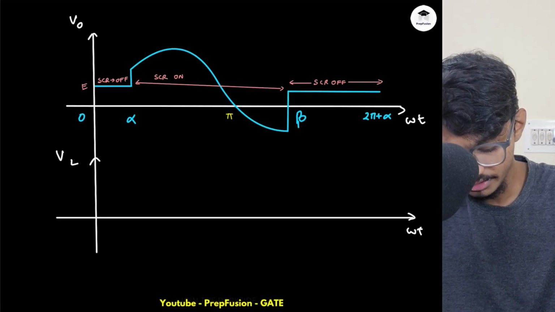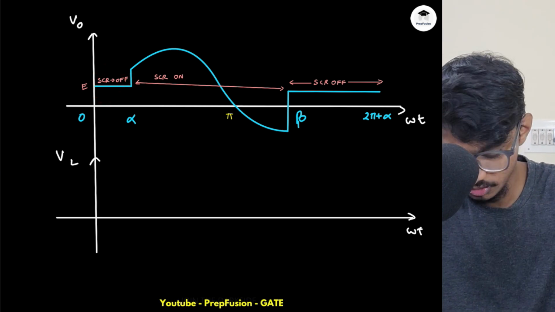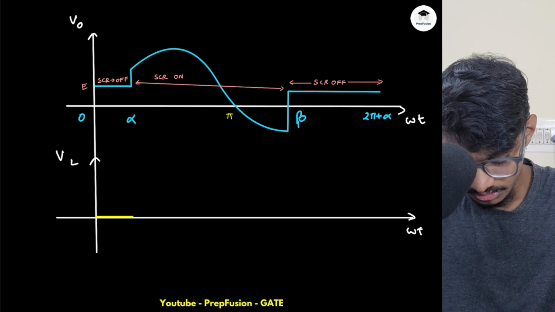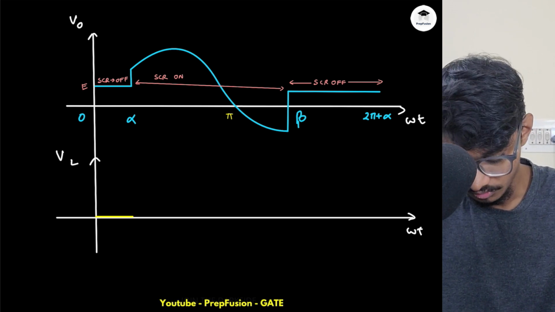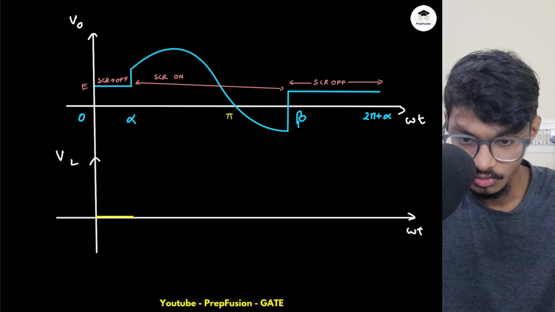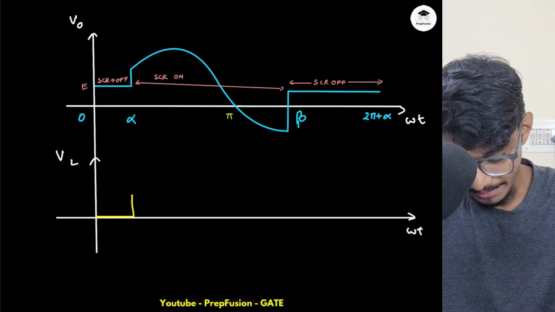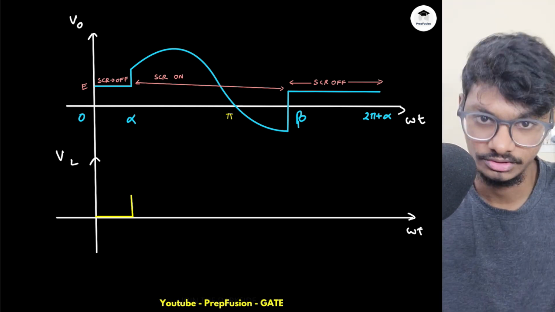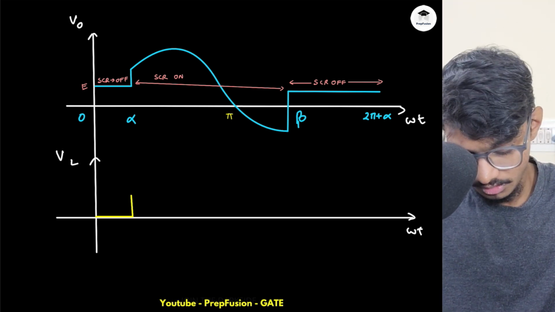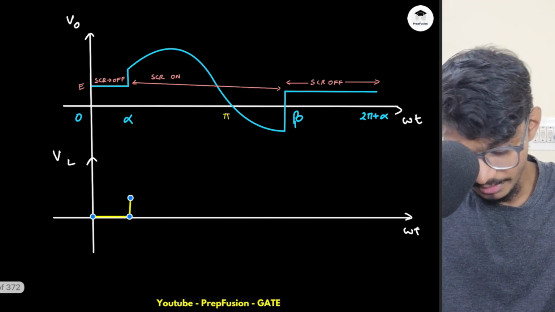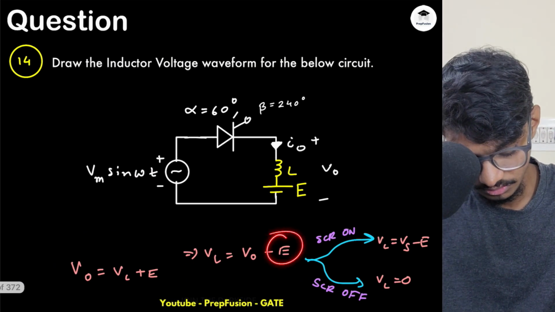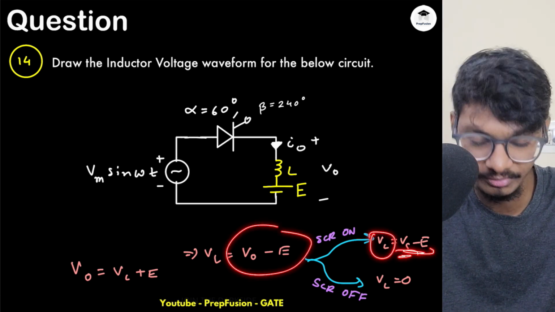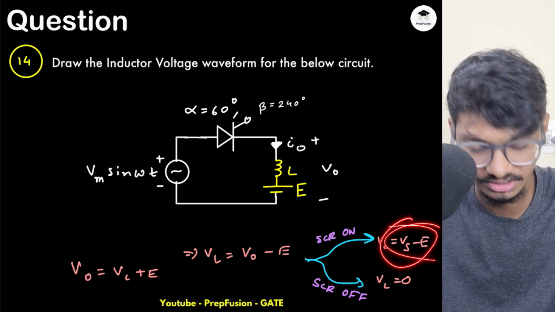And how will my inductor voltage be? Whenever SCR is off, inductor voltage is simply 0, because it has settled. It has reached steady state, so it will simply be 0. Then it will suddenly match the supply voltage to make the current across the resistor almost equal to 0. It will match the supply voltage plus this E, right? Basically VL will be Vs minus E just when it is triggered.